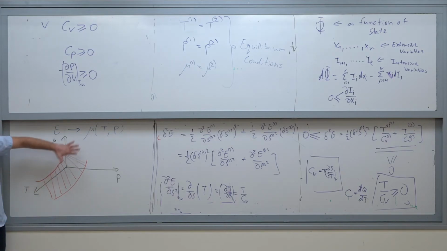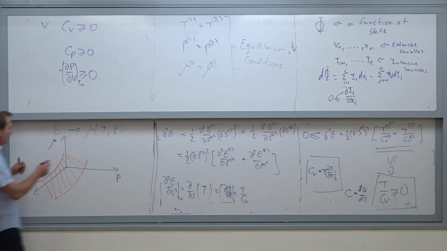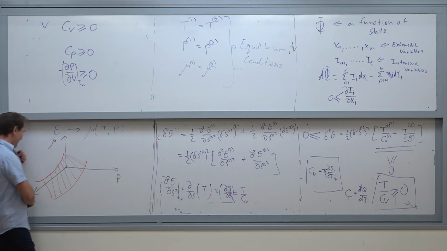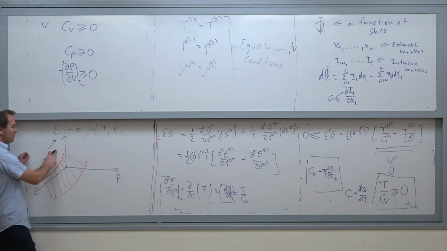Think about it as a two-dimensional sheet. Now, it's a continuous function, and also it's continuous everywhere. Or we assume that it is continuous everywhere. But what can actually happen? We notice that in some space, the space of T and P, this function mu behaves differently.